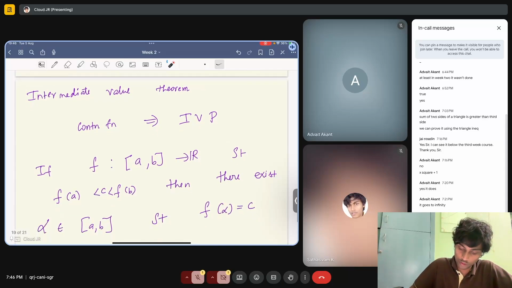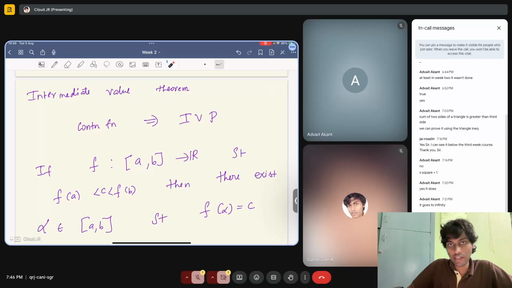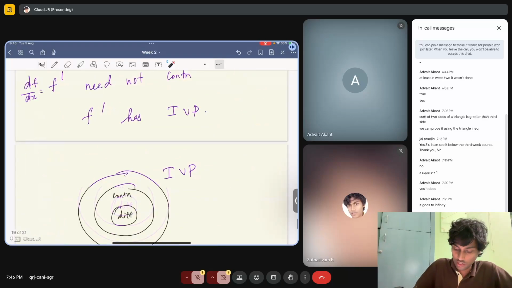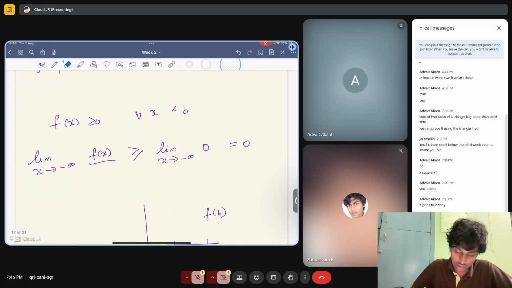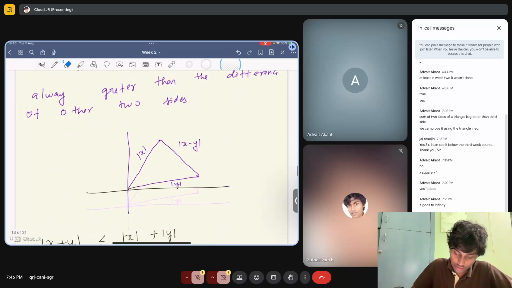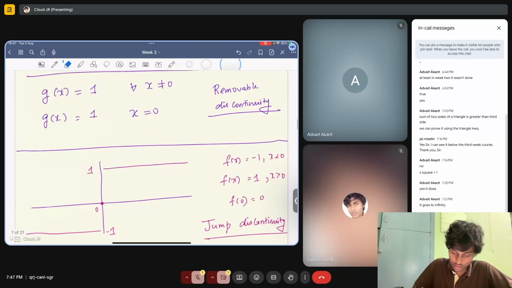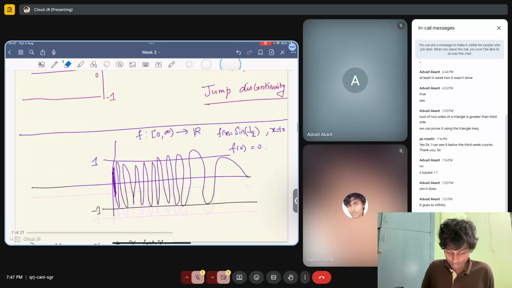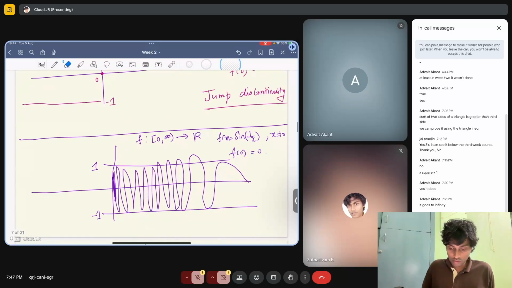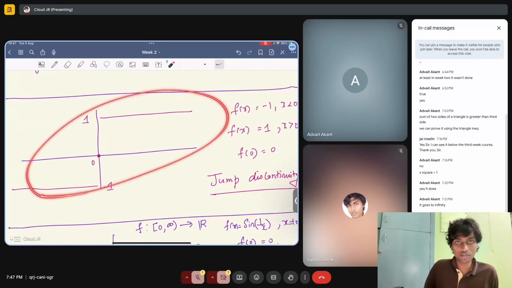So let's come back to the question of whether a continuous function implies the intermediate value property, and the answer is no. I told you. So what is the example? I have to give you an example, right? So let's go back to some functions which we have already done. I told you that I will come back to this. So let's look at this function. Does this have the intermediate value property?